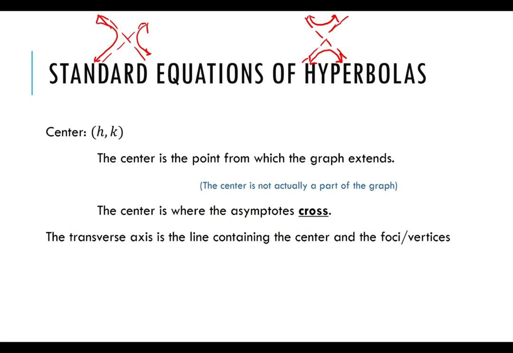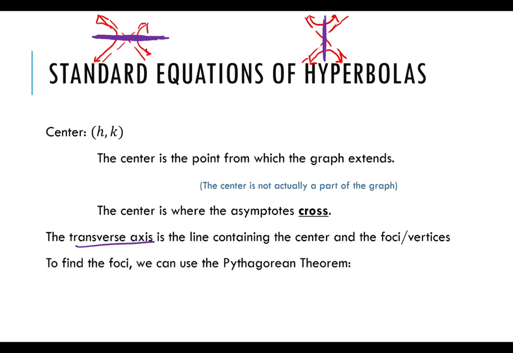Now, the transverse axis is going to be the line containing the center and the foci or the vertices. And so recognize that our transverse axis is going to be the one that passes through the center and the vertices of the hyperbola. The transverse axis is either going to be vertical or horizontal, but it's based entirely upon which direction our hyperbola is open. Then to find the foci, we're going to be able to use the Pythagorean theorem, that is c squared is equal to a squared plus b squared.